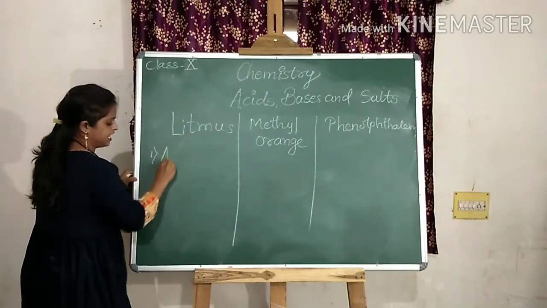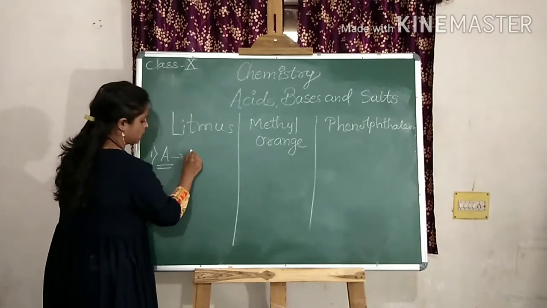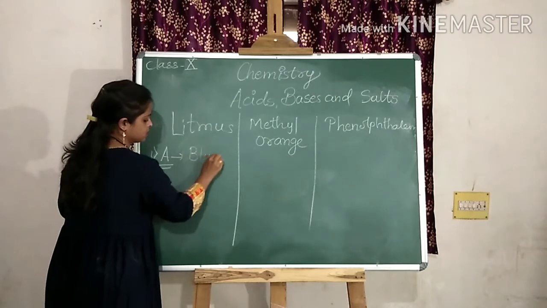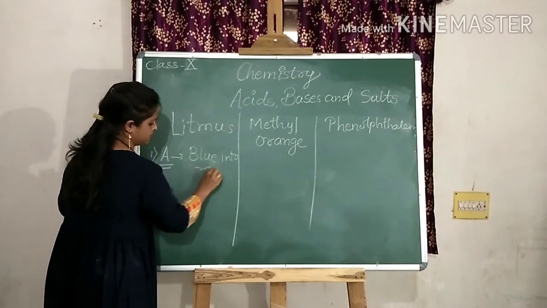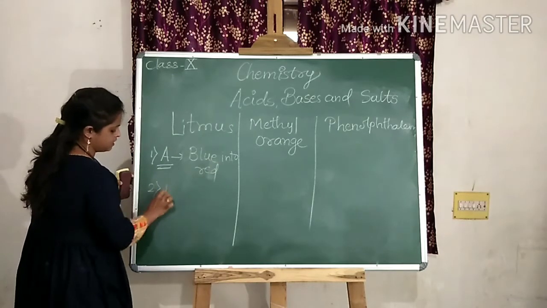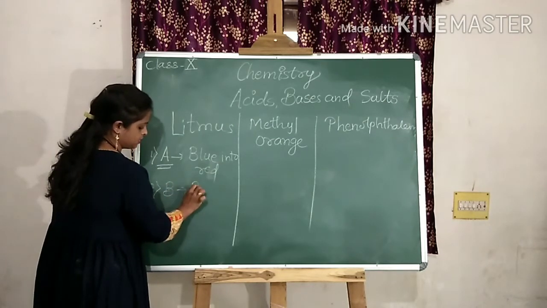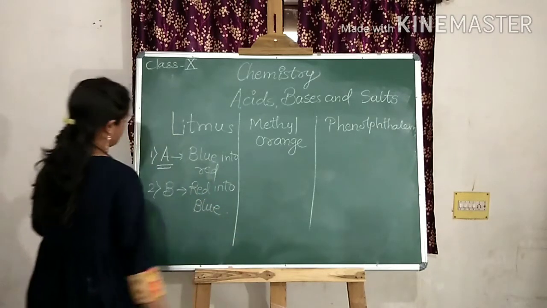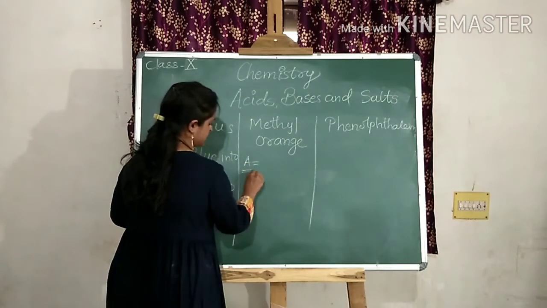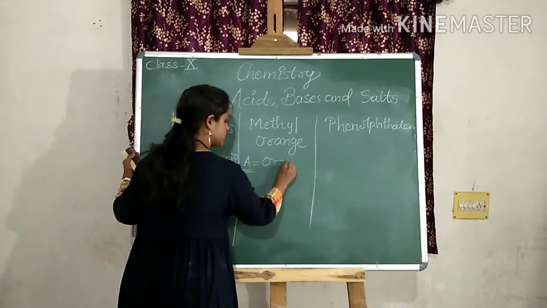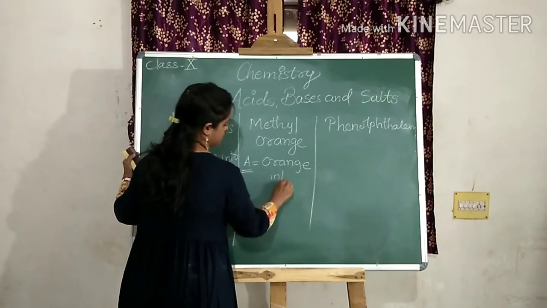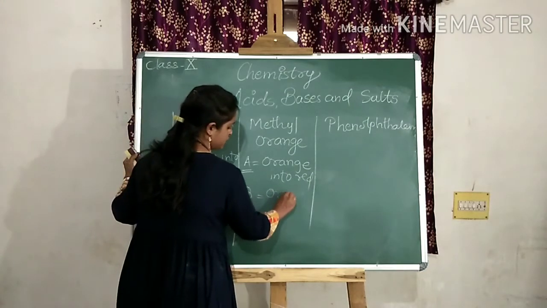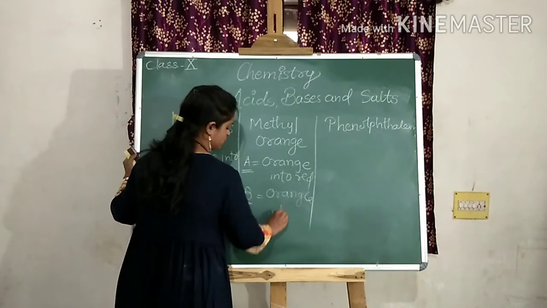Here, A is considered acidic. Red litmus: blue litmus turns into red, it means acidic, and in basic, red litmus turns into blue. Here in methyl orange, in acidic, the orange is turned into red. It is acidic, and in basic form, the orange is turned into yellow.